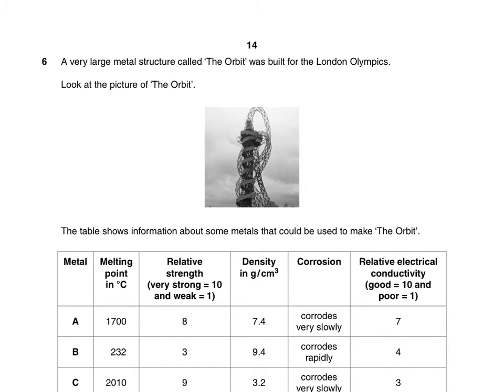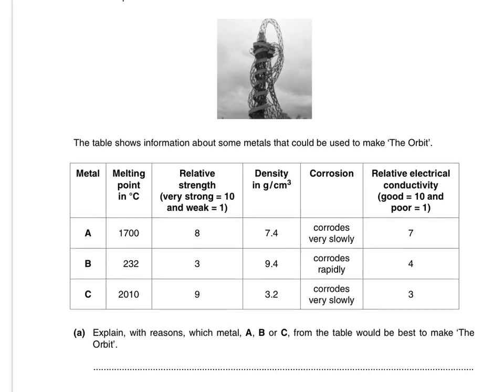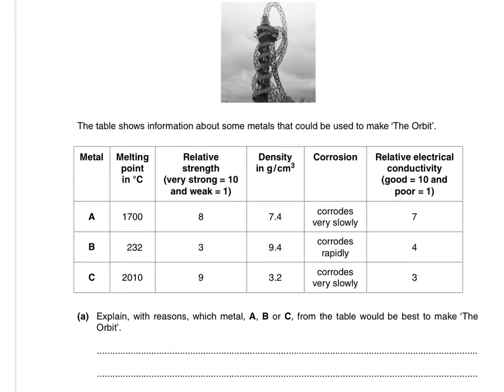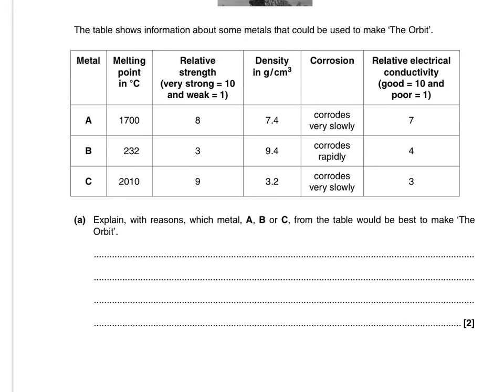Here it is. A very large metal structure called the Orbit was built for the London Olympics. Look at the picture of the Orbit. The table shows information about some metals that could be used to make the Orbit. So it's a very impressive structure. What metals have we got? We've got A, B, and C. Okay, loads of different information.